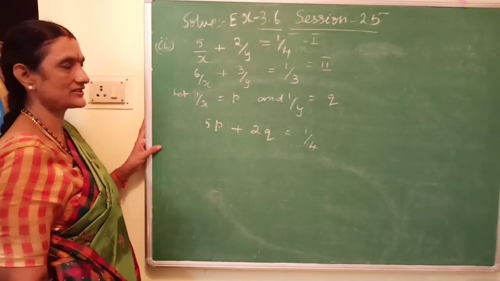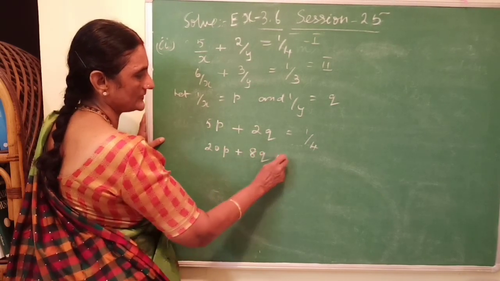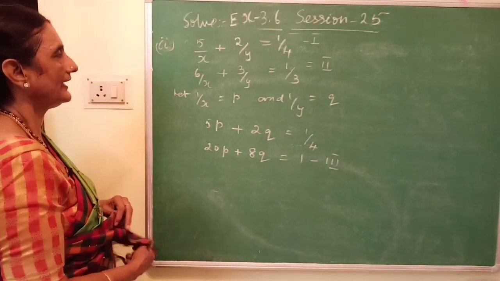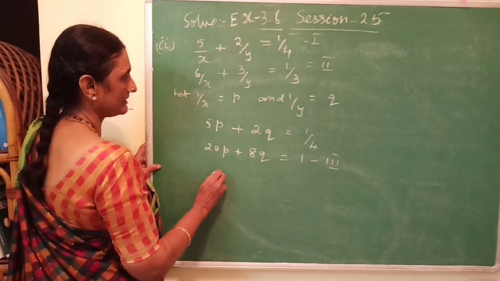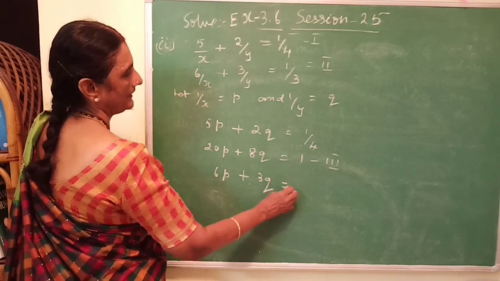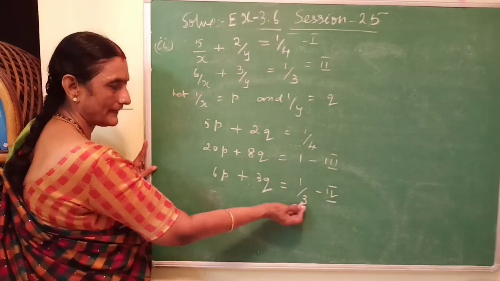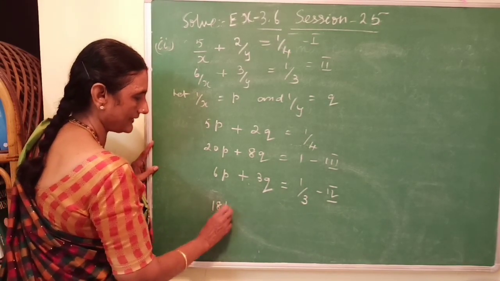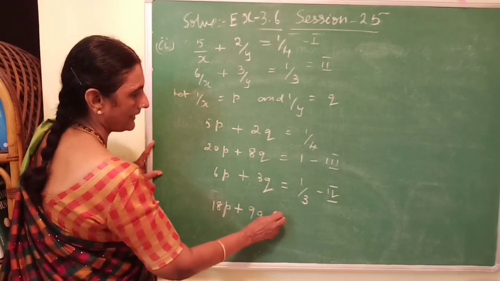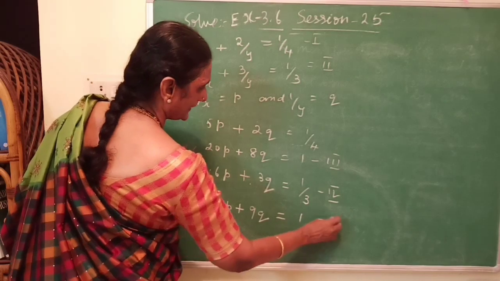Now you have to balance the equation with 4, so you will get 20p plus 8q is equal to 1. Let that be called equation 3. Now the second equation, you will get 6p plus 3q is equal to 1 by 3. Let that be called equation 4. Balance with this 3, so you will get 18p plus 3 3s are 9q is equal to 1, the 3 vanishes. You will get this to be equation 5.